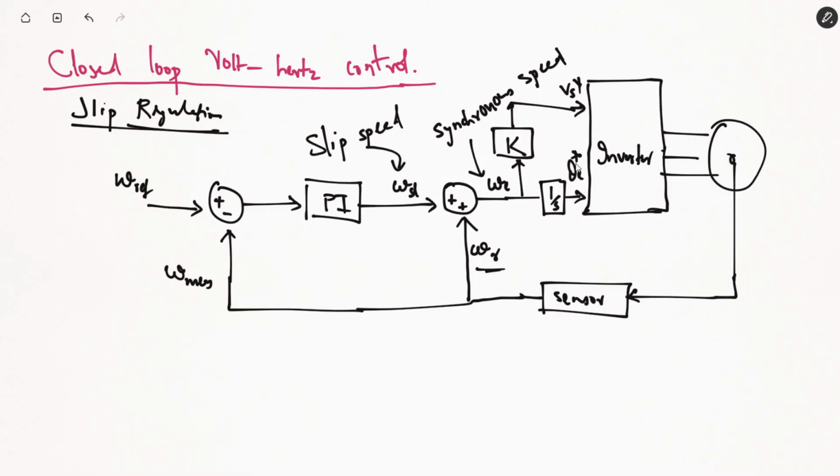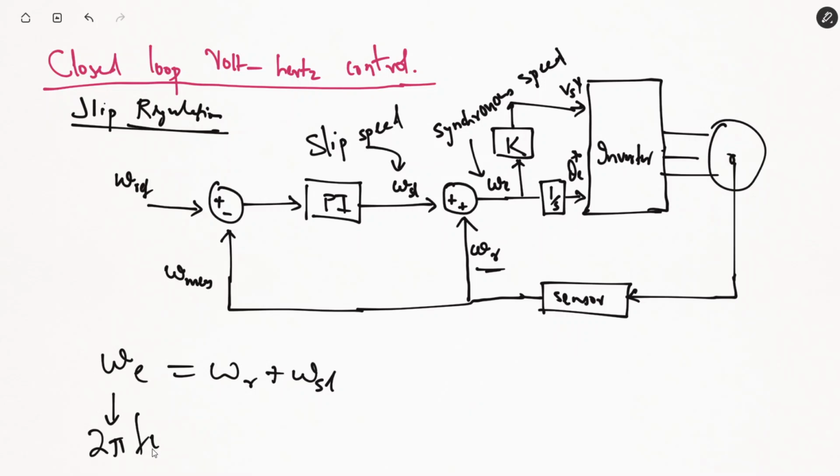So the PI controller is giving us the slip speed of the induction motor, while through the sensor we are measuring the rotor speed. So omega R plus omega SL, that is the synchronous speed of the induction motor. Once we obtain the synchronous speed, that's equivalent to 2 pi Fe, the synchronous frequency of the induction motor.